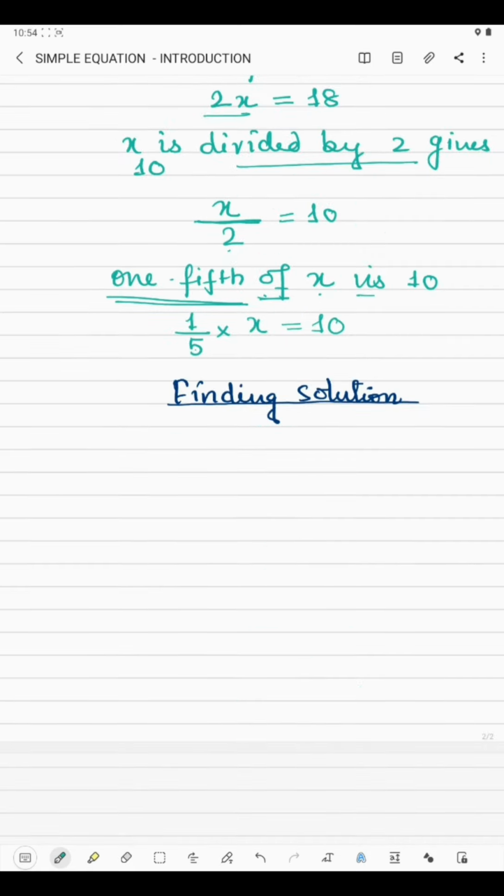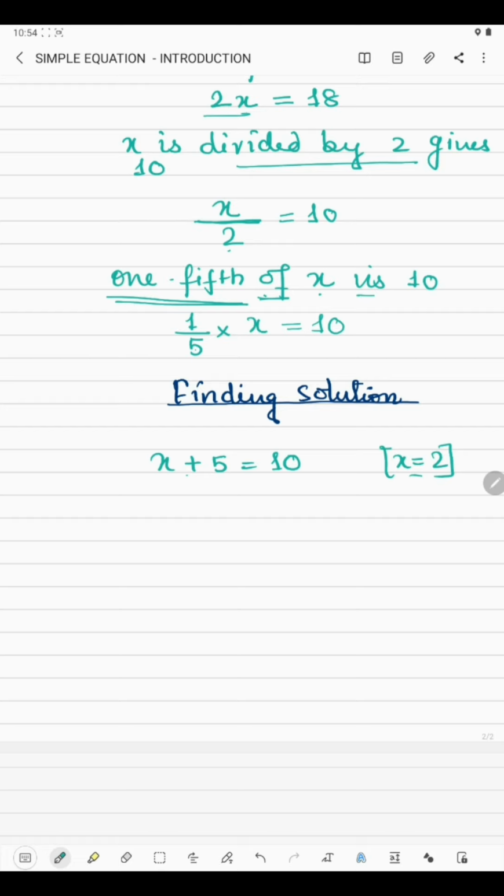Okay. Now our next topic is finding solution. Suppose here one equation is given, say x plus 5 is equal to 10. Now here suppose the value of x is given, which is 2. So we will have to check whether the value of x is 2 or not. We will have to find the solution of this.